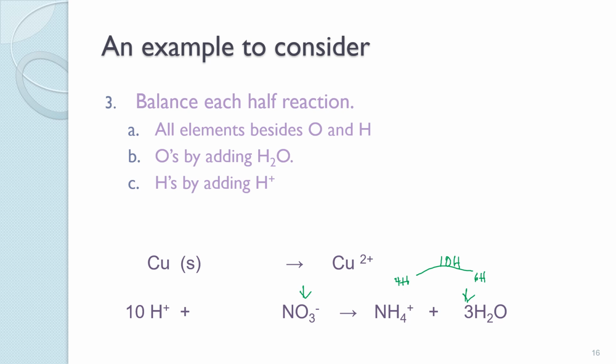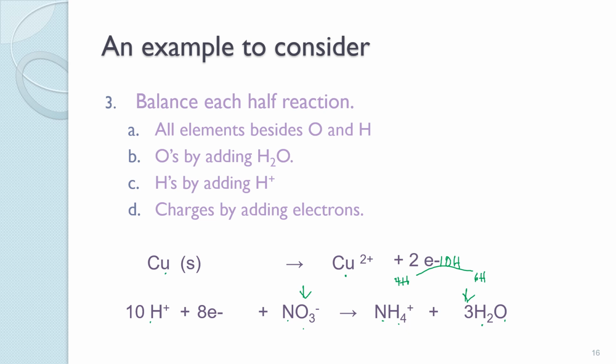I have 3 oxygens, I have 3 oxygens. I have 6 plus 4, 10 hydrogen, and I have 10 hydrogen. I have 1 nitrogen, 1 copper, and 1 copper. So far so good. The next thing I have to do is balance the charges by adding electrons.